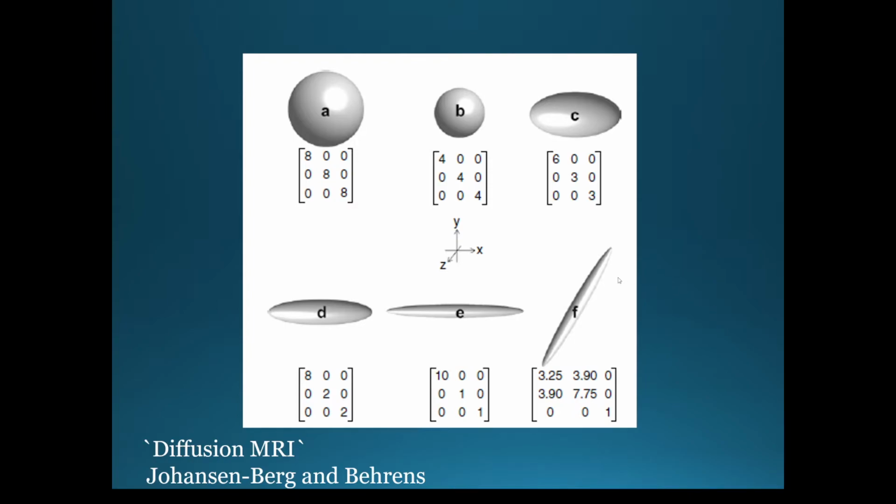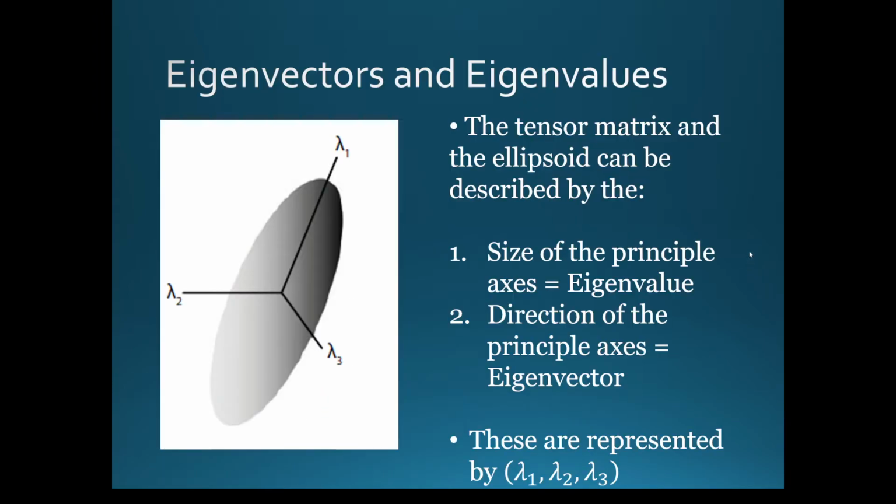And these are all mathematical models, but they are biologically meaningful. A little discussion about eigenvectors and eigenvalues. So the tensor matrix and the ellipsoid can be described by the size of the principal axes, those are your eigenvalues, and the direction of the principal axes, the eigenvectors. These are represented by lambda 1, 2, and 3.